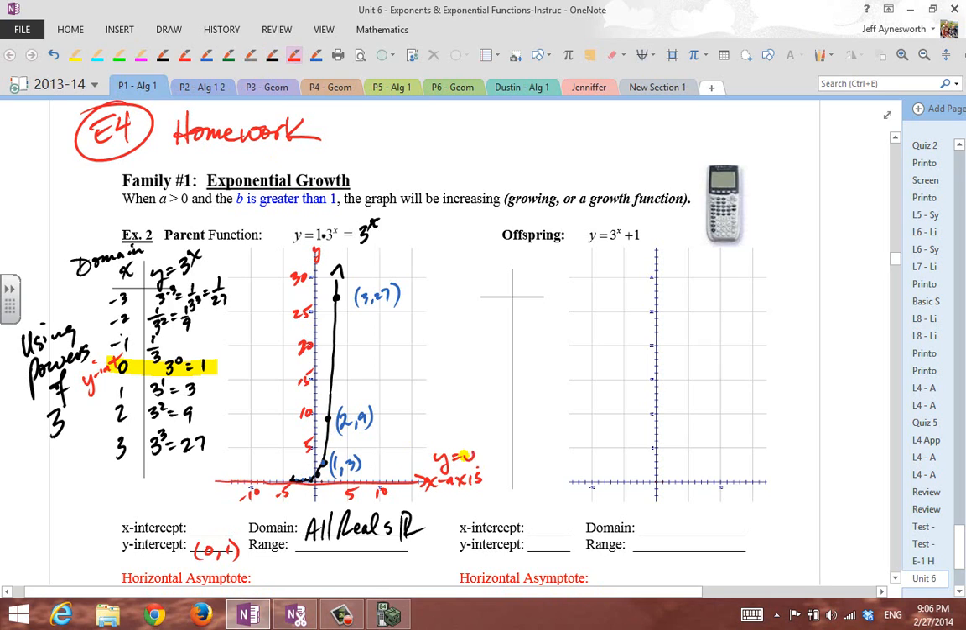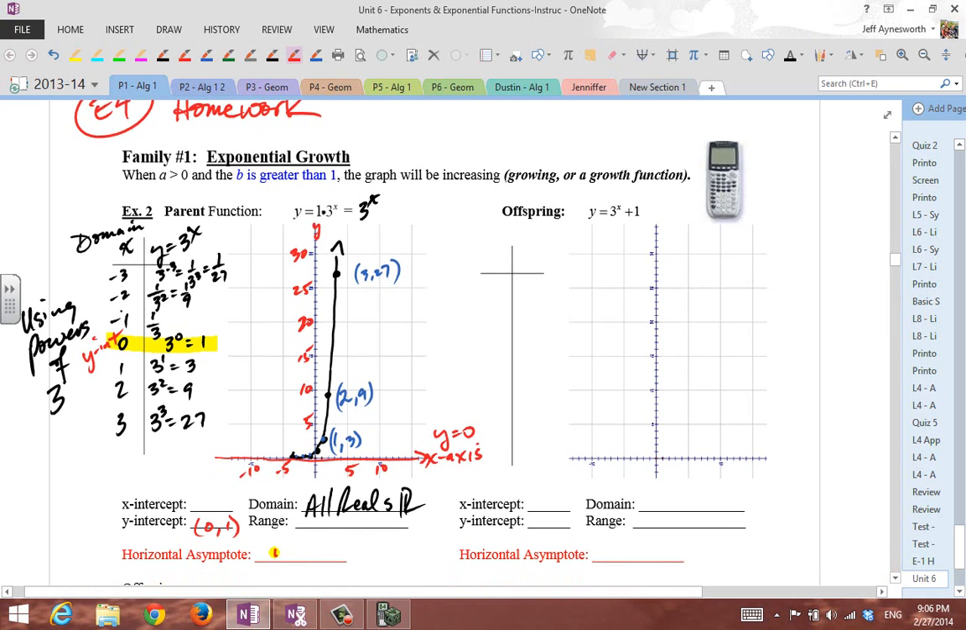It has the equation y equals 0, just like the last one. 3 to the x has the same asymptote. Whoops, I put that in the range. I've got to put that in the horizontal asymptote spot, which is right here. I use HA for horizontal asymptote. So this is it right here. It's that x-axis. The curve gets really, really close to that.